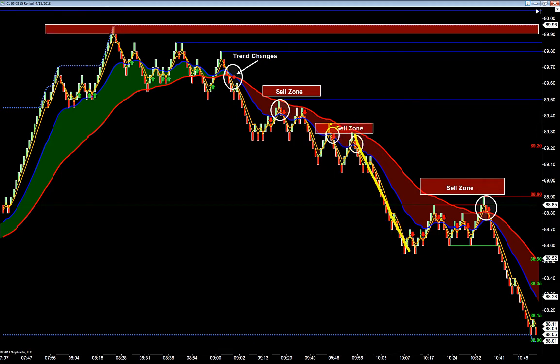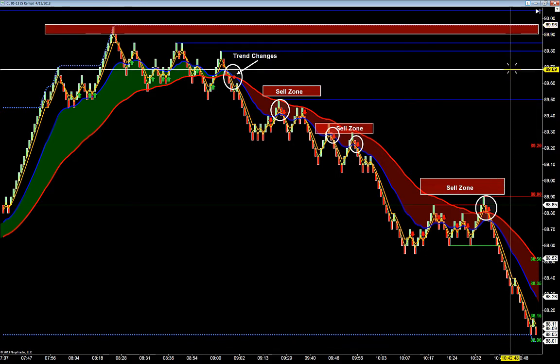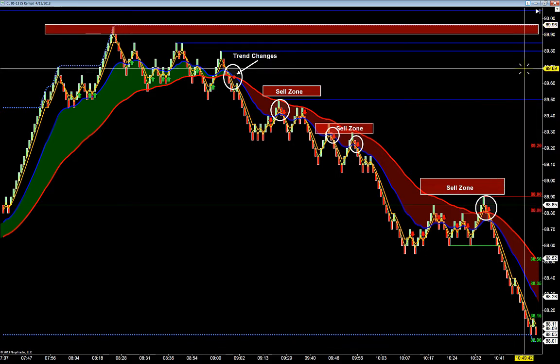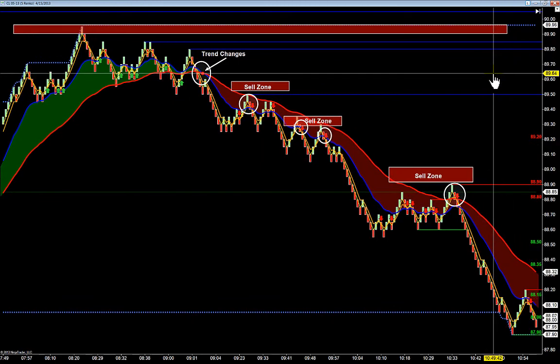New lower low, again swing high, swing low, test the sell zone, signal 3. Now, as you can see here, guys, you could have easily taken all of the signals you saw on the way down. All of them ended up making you money.